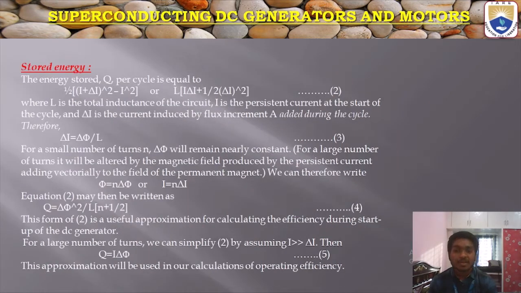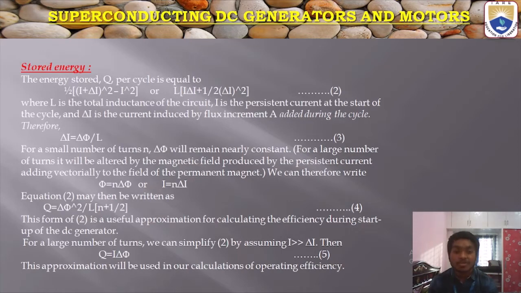Stored energy. These are some equations for energy storage. The energy stored Q per cycle is equal to half of (I plus delta I) whole squared minus I squared, or L into (I plus delta I by 2) into delta I. This is equation 2 derived in this video, where L is the total inductance of the circuit, I is the persistent current at the start of the cycle, and delta I is the change in current.